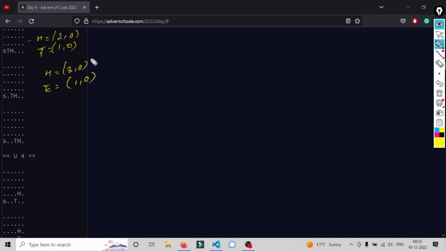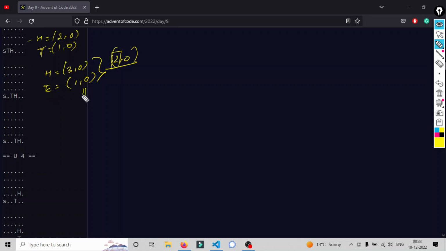Find out the difference between them. So again the difference will be 2, 0, which is greater than 1, which means it is more than 1 step away from the head. Tail is currently more than 1 step away from the head.